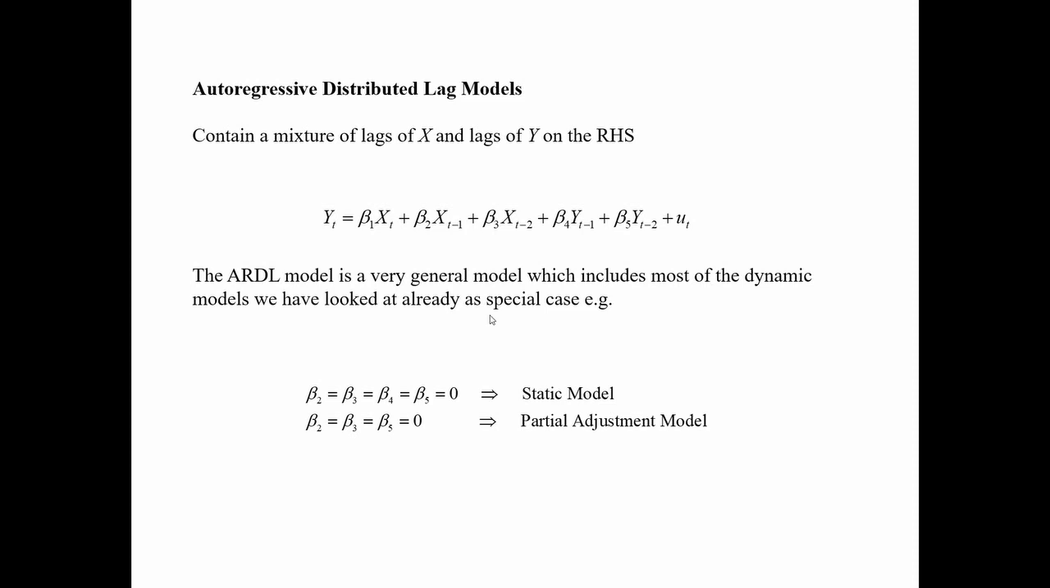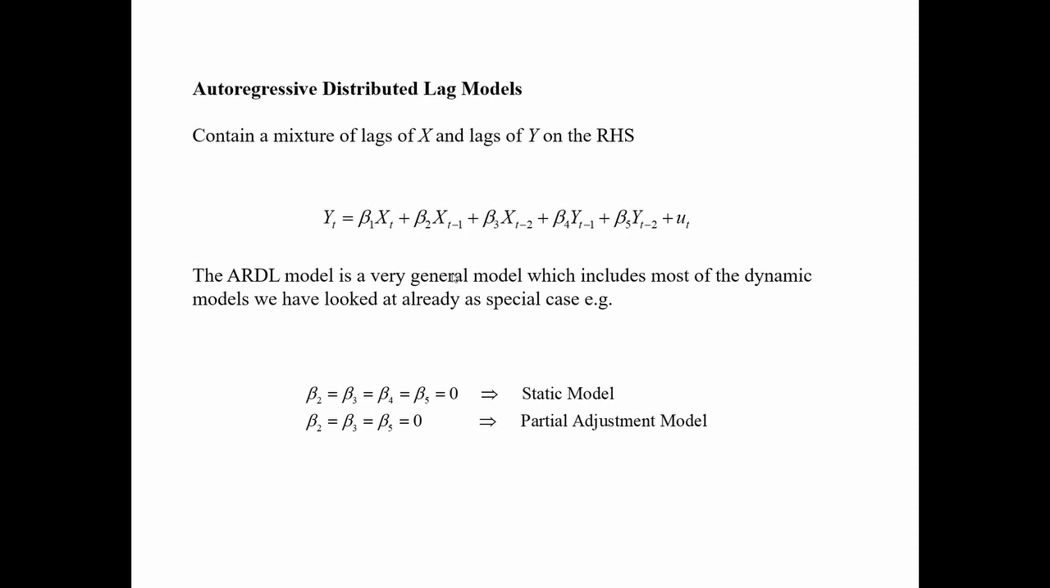One of the useful things about the ARDL model is that it includes most of the dynamic models we've looked at already as special cases. For example, if we set beta 2, beta 3, beta 4 and beta 5 all equal to 0, we take out all the lags, we get the simple static model where we just get yt equals beta 1 xt plus ut.